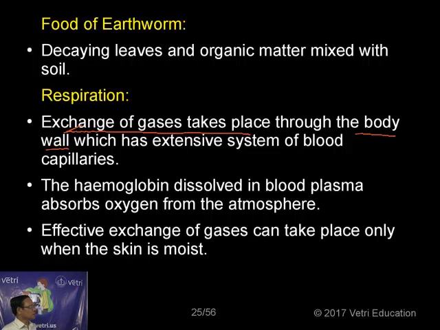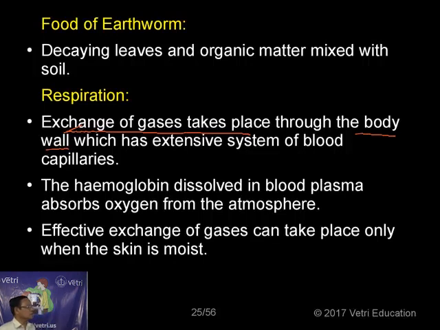We have seen already in the classification, the blood color is red. The blood color is red because of the presence of hemoglobin. But the hemoglobin is not contained in RBCs, as in the case of other animals, including vertebrates like humans. It is dissolved in the plasma. That's why it's called erythrocruorin. The hemoglobin dissolved in the blood plasma absorbs oxygen from the external atmosphere, and from the blood or the coelomic fluid, carbon dioxide diffuses through the body wall to reach the atmosphere.